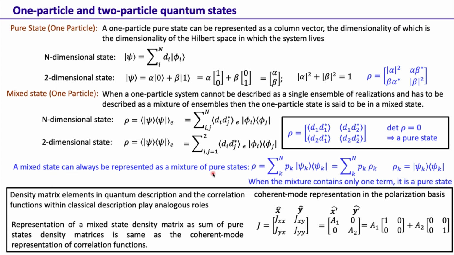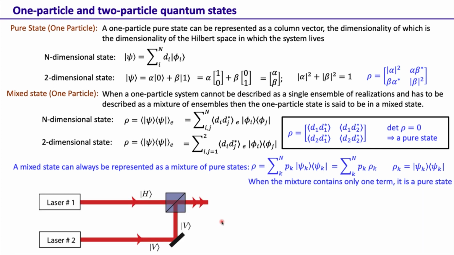So what we do here is basically, this is the one particle density matrix, and writing it as a mixture of pure states essentially involves diagonalizing this matrix, which is the same thing that happens in this coherent mode representation as well. So that's the connection I wanted to point out.